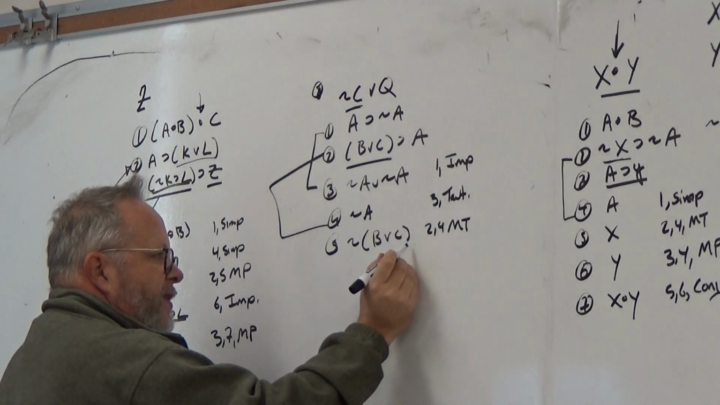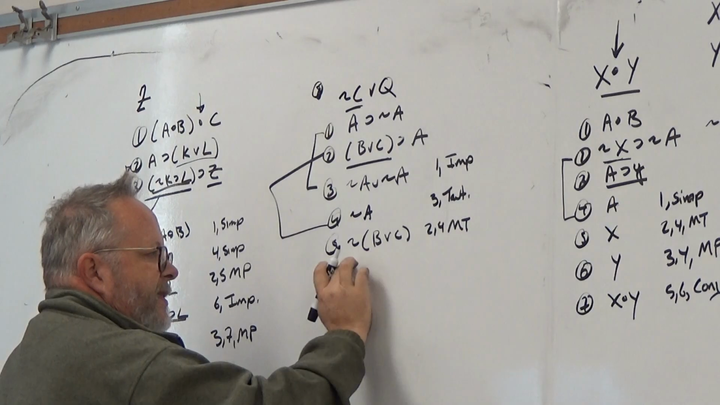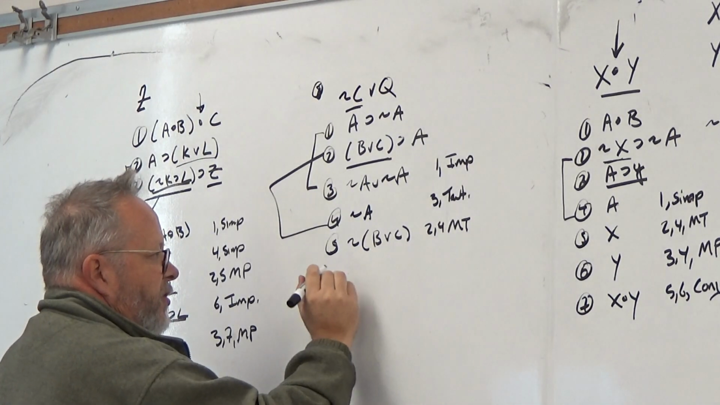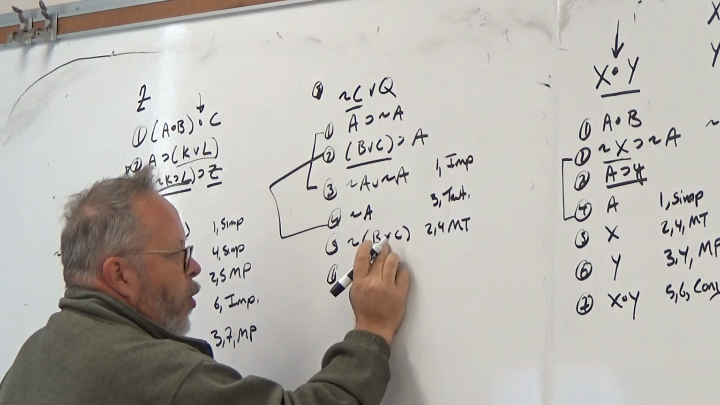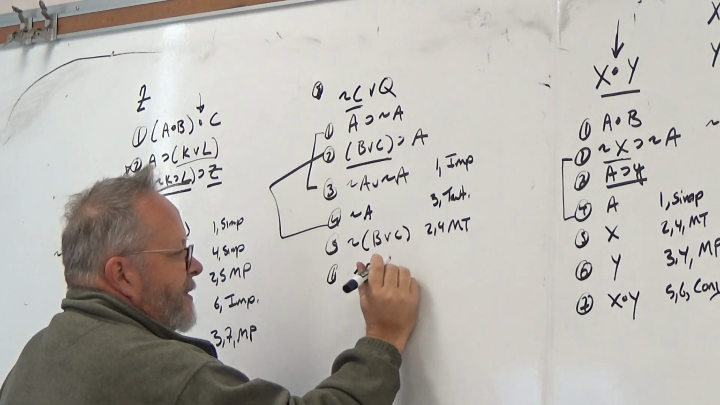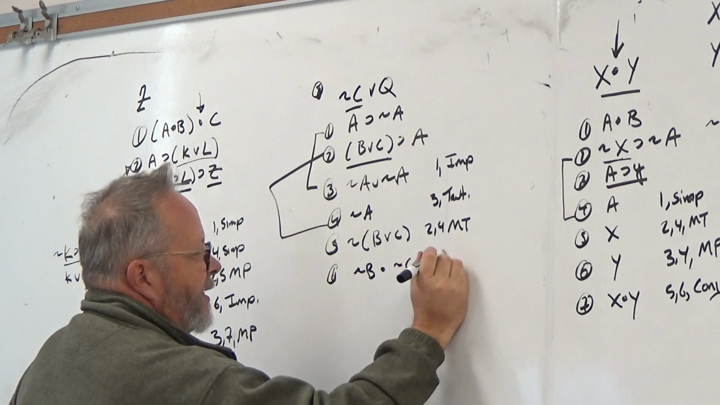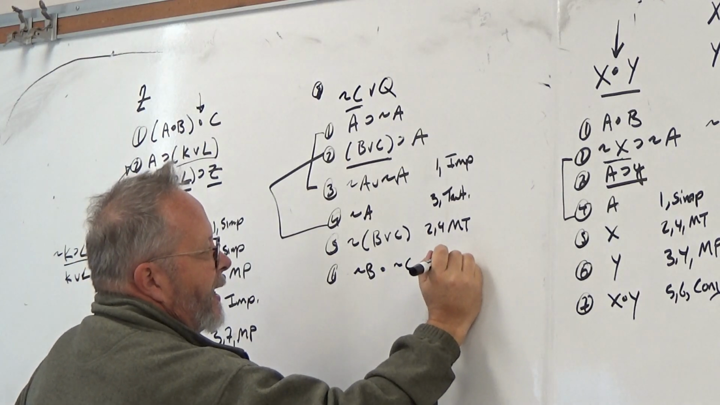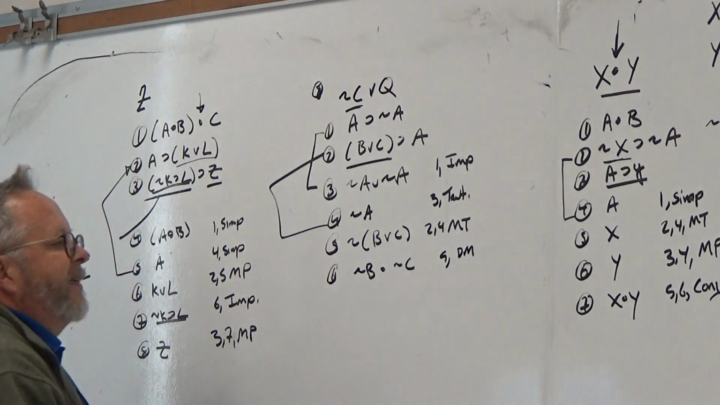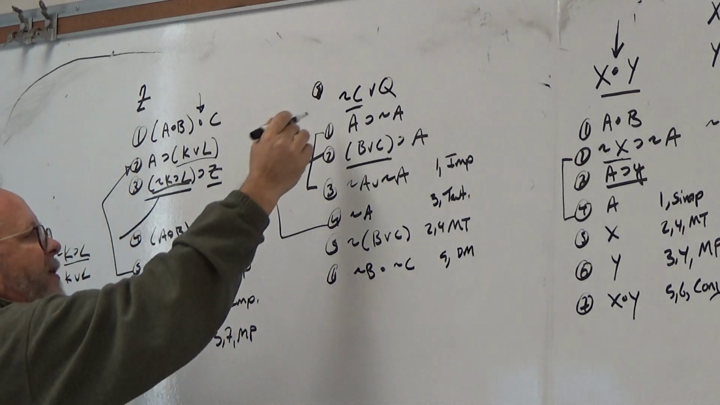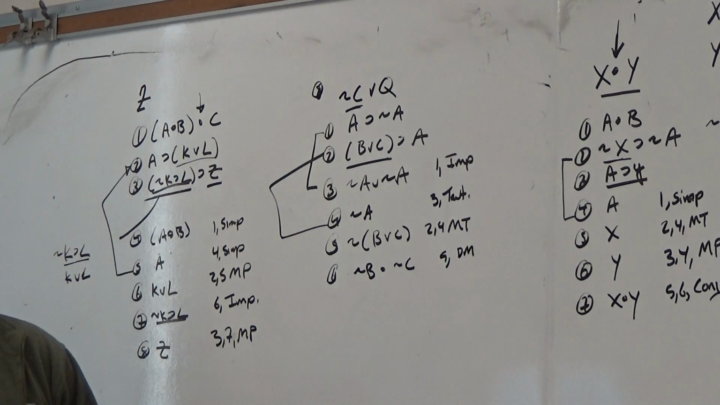Now I can push this negation through. This is a negated disjunction, and so if I push it through, B becomes not B, or changes to and, C becomes not C from 5 by De Morgan's, okay? And now I forgot what I was after. Oh, I'm after not C or Q, but really all I need is a not C.